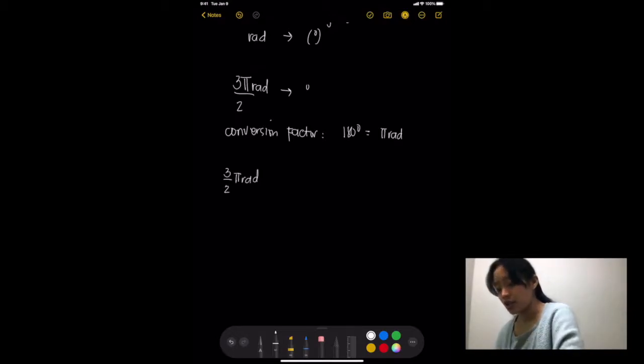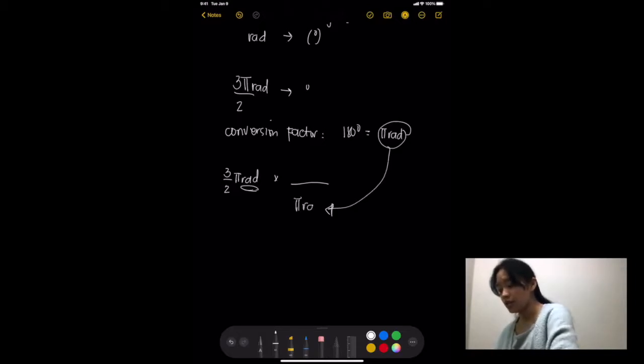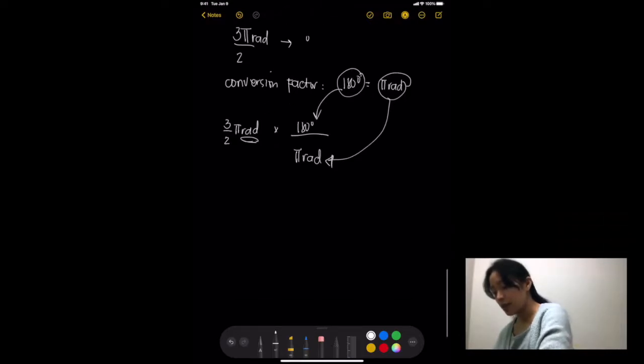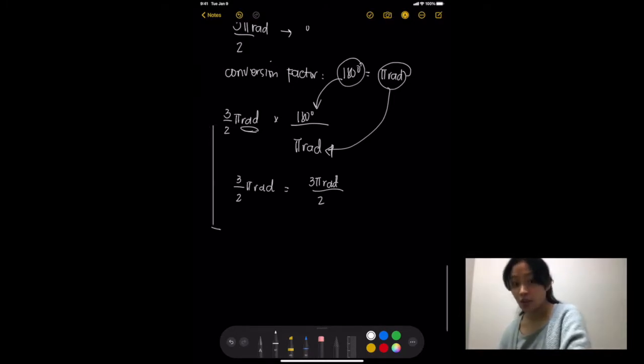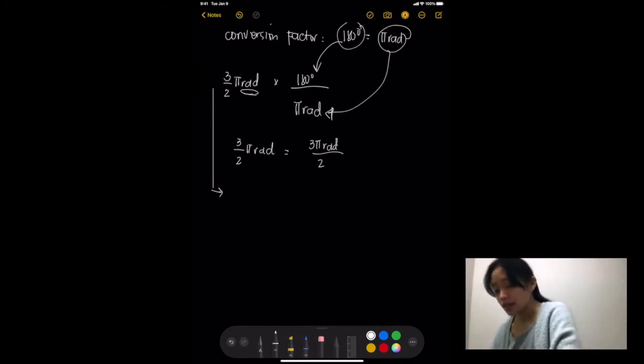So let's now start. So I'm writing 3 halves pi radian times. So I'm going to copy this into the denominator because I have radian in my numerator, pi radian, and copy the remaining factor here, 180 degrees. Alright, take note also, 3/2 pi radians is just equal to 3 pi radian over 2. So don't get confused, okay? So whatever the label here, you can just attach it to the numerator. So they're the same.